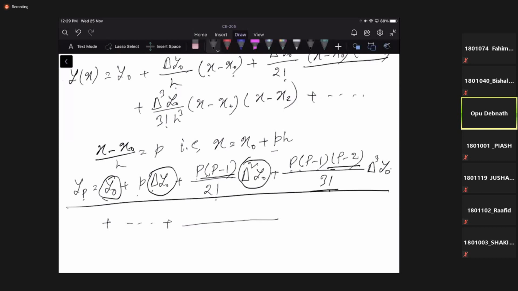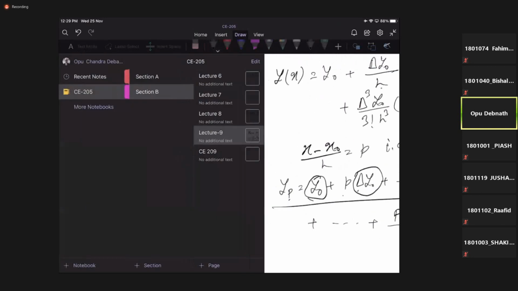So if it goes up to the nth term, that means p into (p minus 1) dot dot dot up to (p minus n plus 1), that means here it is 3 terms, here is p minus 2. So if it goes for n terms, the last term will be p into (p minus 1)(p minus 2) up to (p minus n plus 1), and here it will be n factorial del to the power n y0.